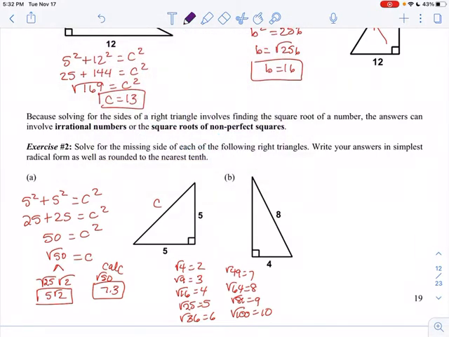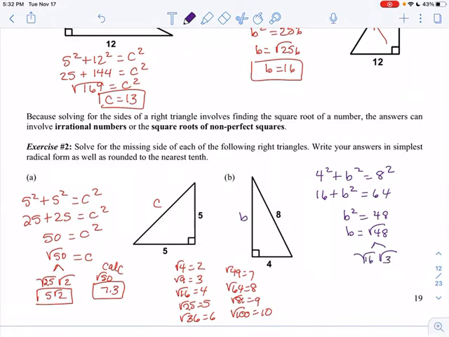All right, let's try another one that I'm going to have to simplify. So again, I'm missing my B. So 4 squared plus B squared equals 8 squared. 4 squared is 16. 8 squared is 64. I'm going to subtract 16 from 64 and I get 48. So B is the square root of 48. So I'm saying to myself, what times what is 48? And one of the numbers needs to be a perfect square. That's the only way to simplify this.